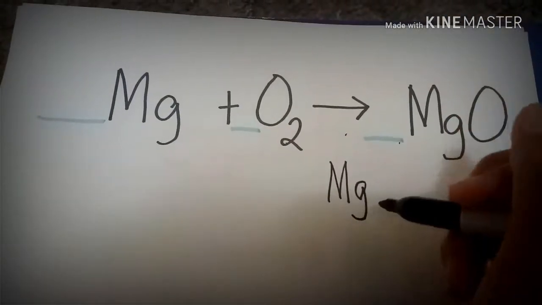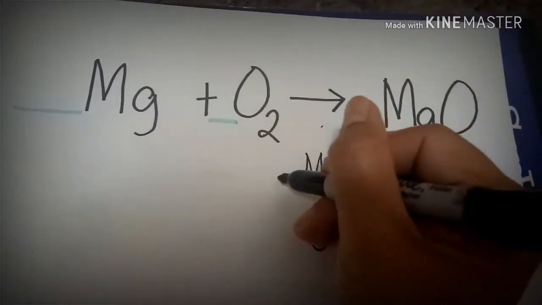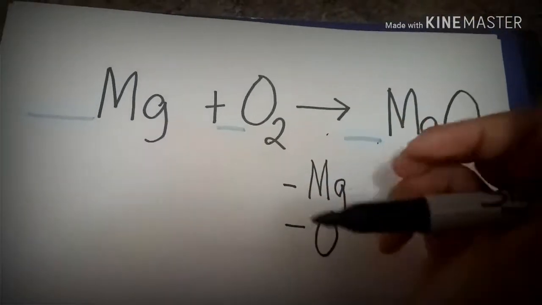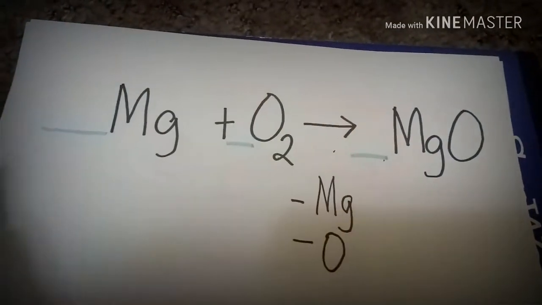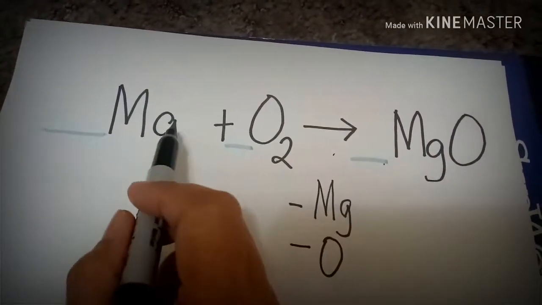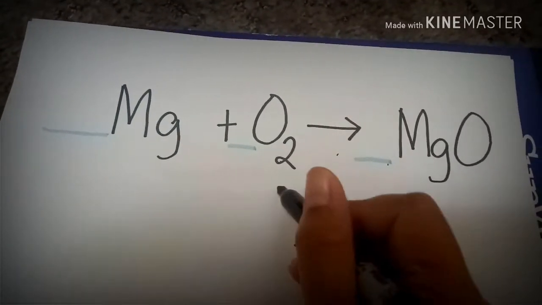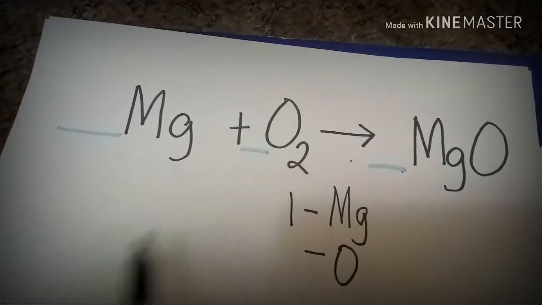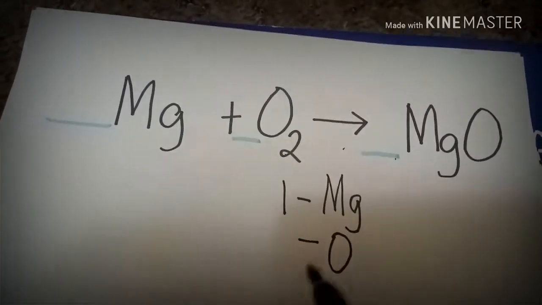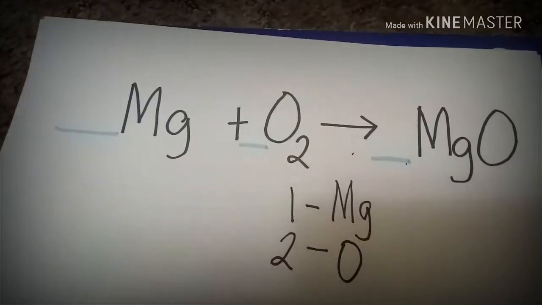We have Mg, and then we also have oxygen. So we'll start with this side, the reactants. We will find the number of atoms. For Mg, since there is no number, that is automatically equal to 1. Then for oxygen, we have a subscript 2, so the number of atoms is equal to 2.